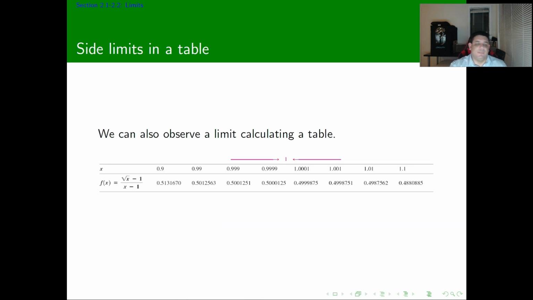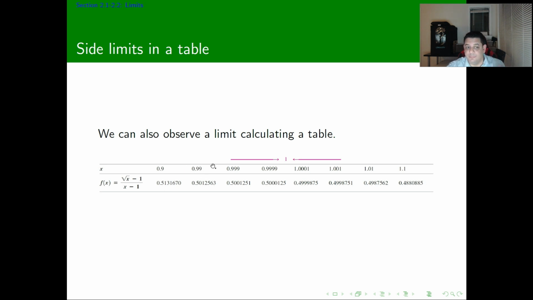Now, we can also sometimes see where a limit is going just by checking the values nearby with a table. For example, here we're going to take the function f of x equals the square root of x minus 1, divided by x minus 1, and we want to know the limit as x goes to 1. So what we do is plug in values. For example, we plug in 0.9, and when I plug that into this function, I get this value, 0.131670.